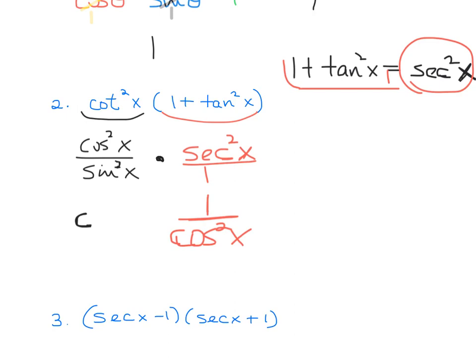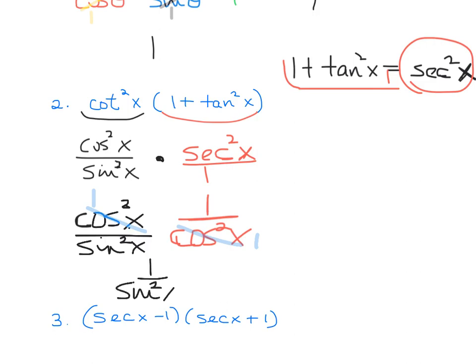I'm multiplying these. So then cosine squared x over sine squared x. The cosines cancel, become 1s. I'm now left with 1 over sine squared x. And again, I'm going to simplify it a little bit more. And I know the reciprocal of sine is cosecant. So I'm going to get this out of the bottom of the fraction. And my final answer here is cosecant squared x.